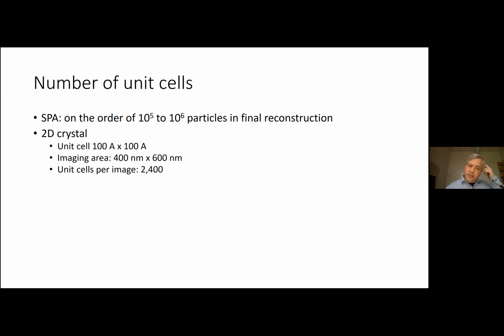For 2D crystals, say you have a unit cell of about 100 angstroms by 100 angstroms, and your imaging area is 400 by 600 nanometers. That's around 1 angstrom per pixel on a K3. So then you're going to have around 2,400 unit cells per image. In a way, in the single particle view, it's like all 2,400 single particles packed together. But there's a lot less processing that you need to do once it's in a crystal because they're all ordered. They're all in the same orientation, ideally.